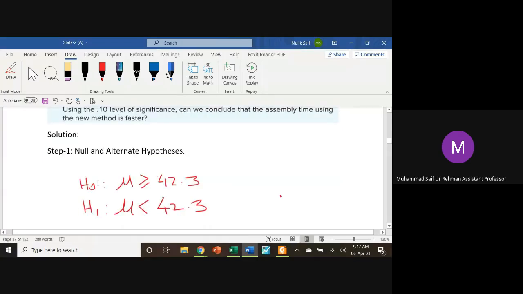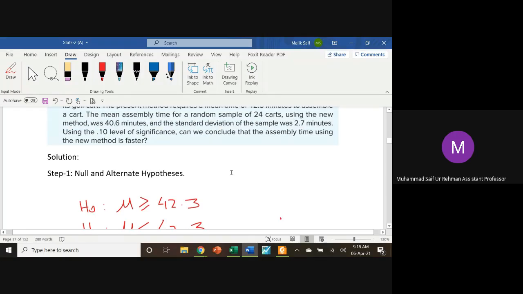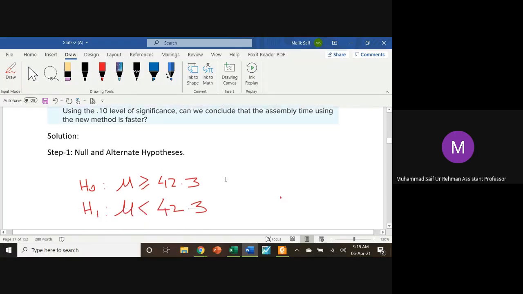So you are going to reject the null hypothesis. It means you are accepting the alternate hypothesis. So acceptance of the alternate hypothesis will mean that the assembly time using the new method takes lesser time, means less than 42.3 minutes. So as it takes lesser time, it means the new method is giving the ability to manufacture the cards faster, more quickly.